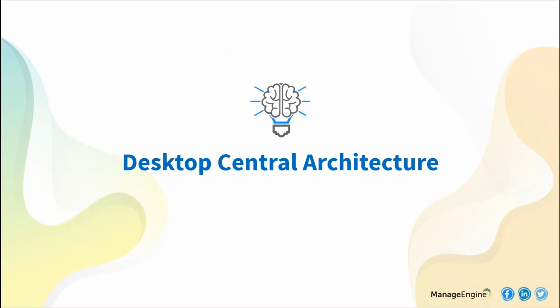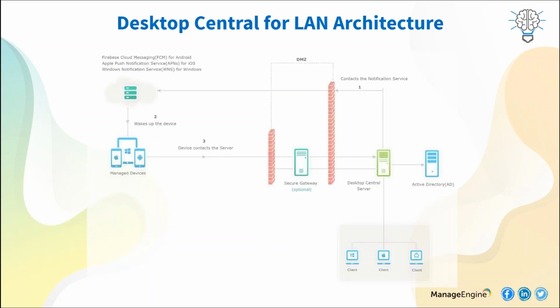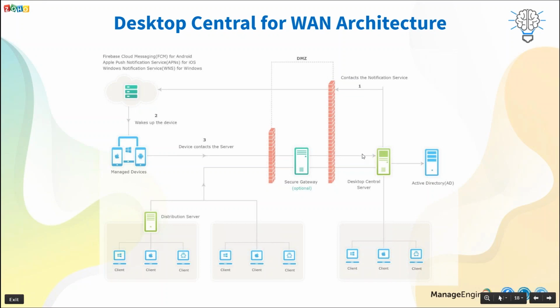Let's start with the architecture of Desktop Central. Desktop Central is a client-server model application, and it's an on-premise solution. You can have Desktop Central hosted in any one of the supported operating systems. This architecture talks about how you can manage a local area network. When it comes to a wide area network, you can manage different remote locations from one console. They can connect either over the internet or using a VPN or an MPLS connection.